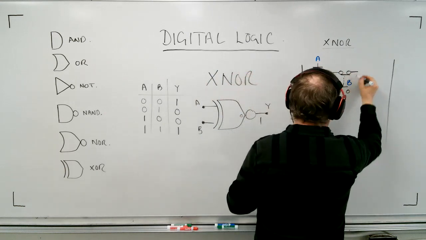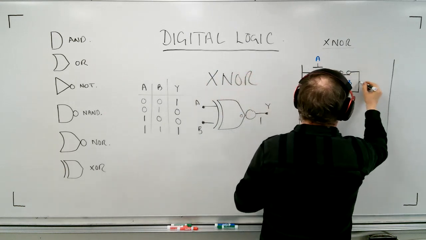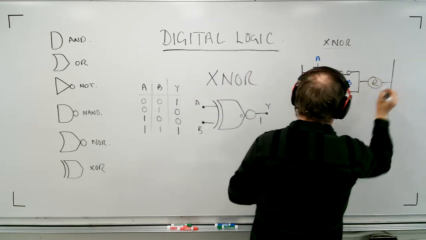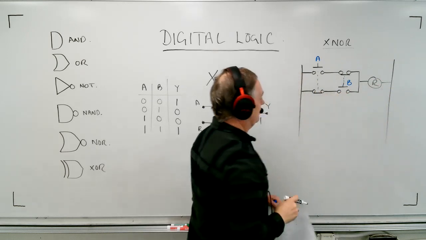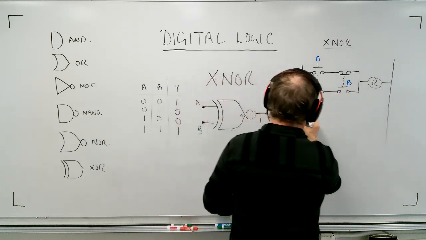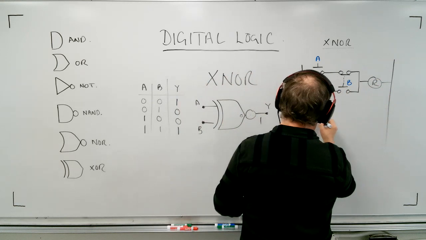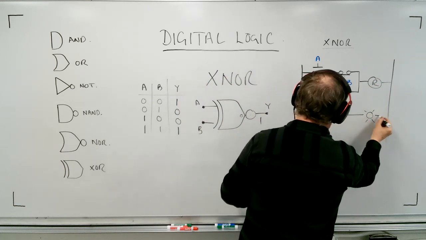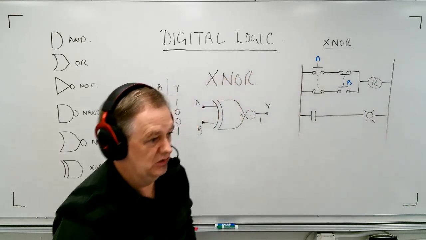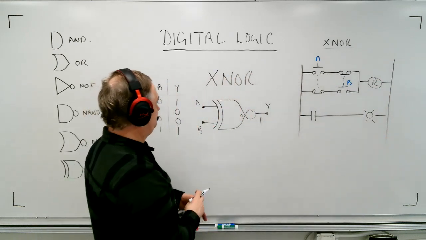And from there, I'm going to move over, I'm going to tie these together. I'm going to go to my relay and tie it in there. Now, let's take a look at this circuit and see what happens. I'm going to put a contact in here first of all. And before I finish the contact, let's talk about the truth table and see what we should do. So let's look at the truth table.